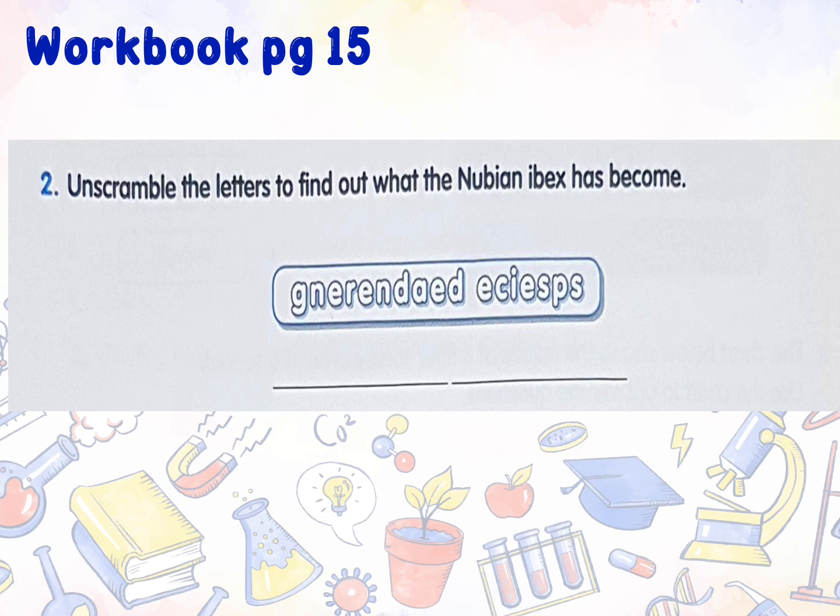Number 2 is to unscramble the letters to find out what the Nubian ibex has become. Nubian ibex is an animal. What has it become? Yes, endangered species. If we still don't take care of it, it will become extinct. Now let's go to the third question.